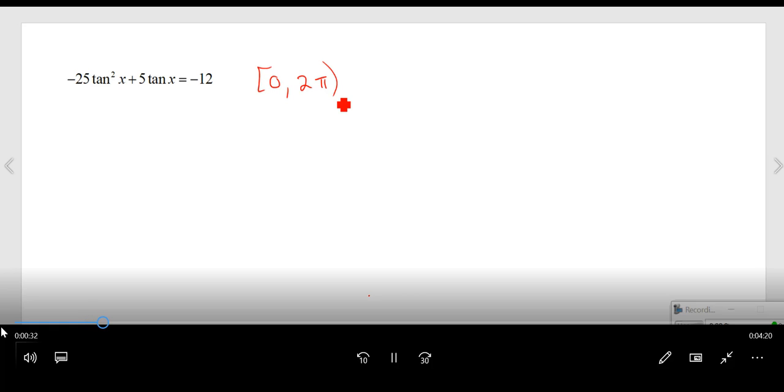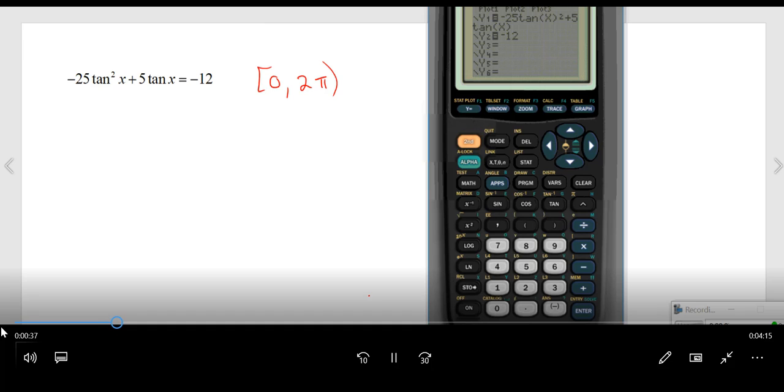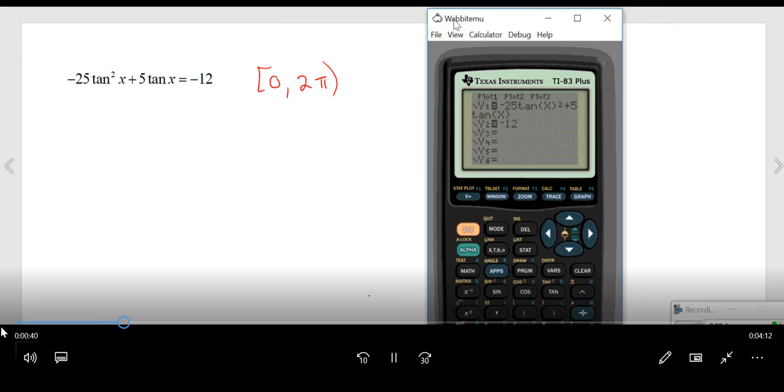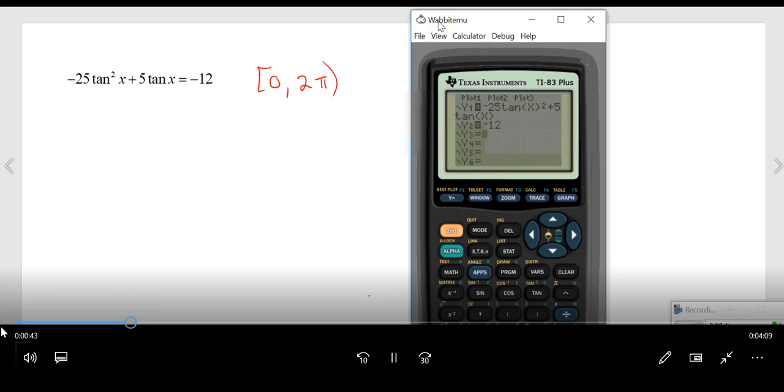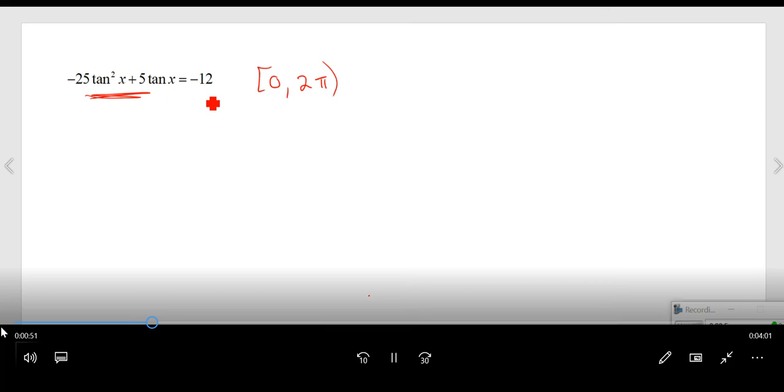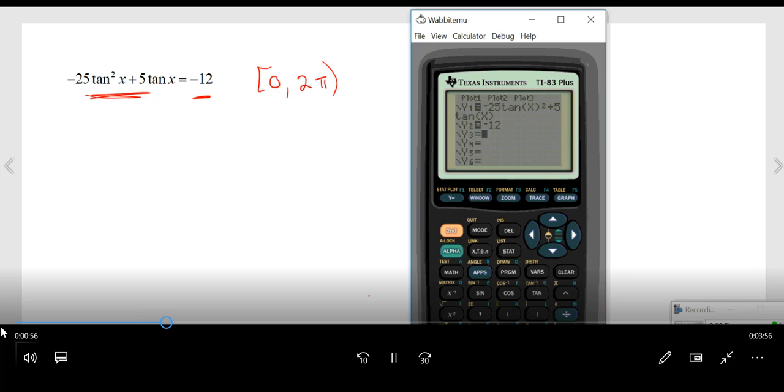So let's plot this on your calculator. And I have done that here on my calculator. I have y1 is going to be the left-hand side of this equation right here, and y2 is going to be the right-hand side of this equation. So you will see that I have y1 is the minus 25 tan squared x plus 5 tan x, and then the right-hand side is negative 12. My solution is going to be the intersection of those two curves.